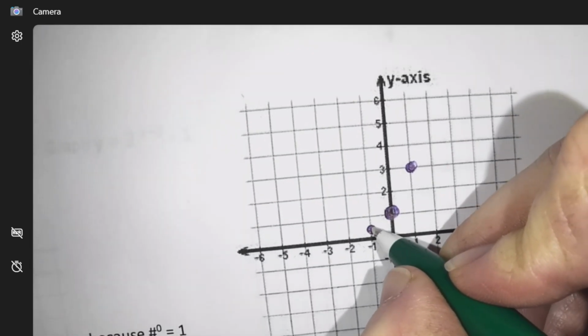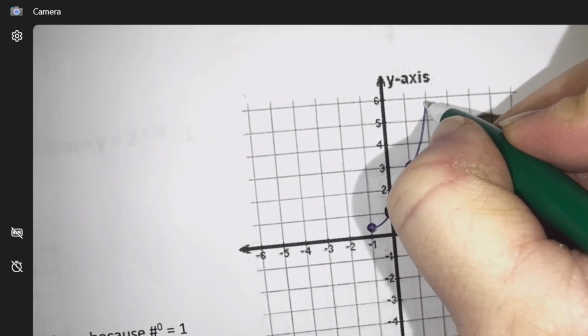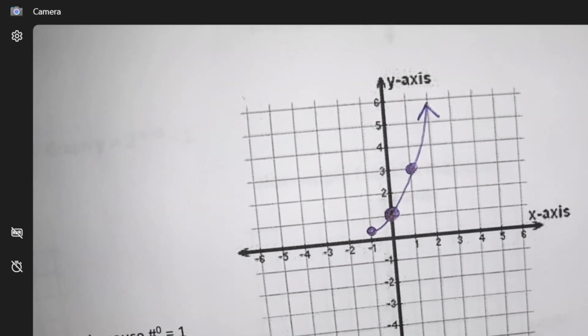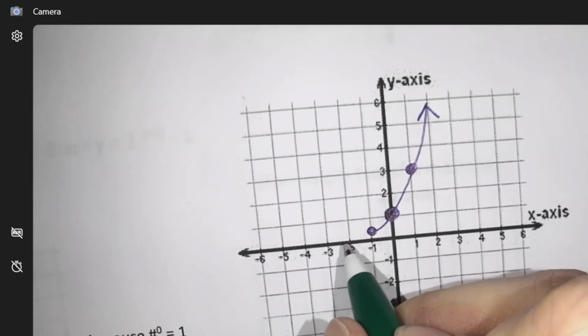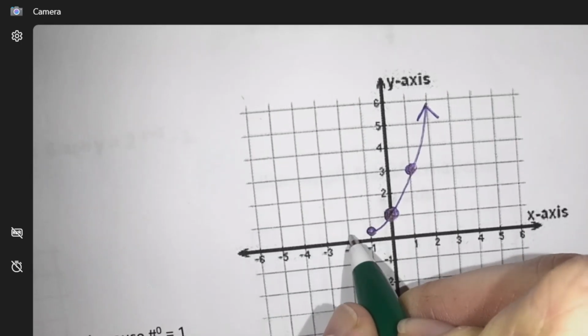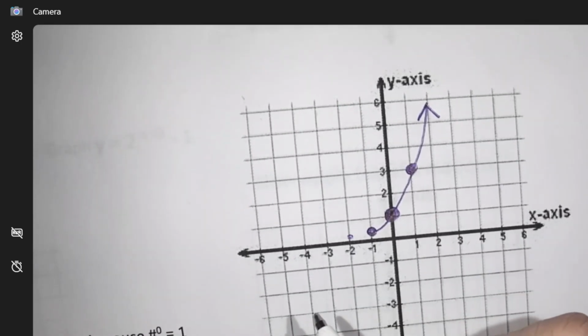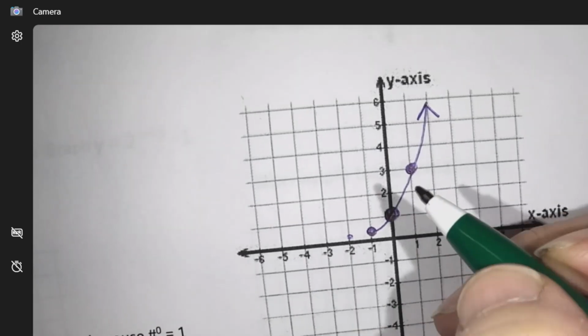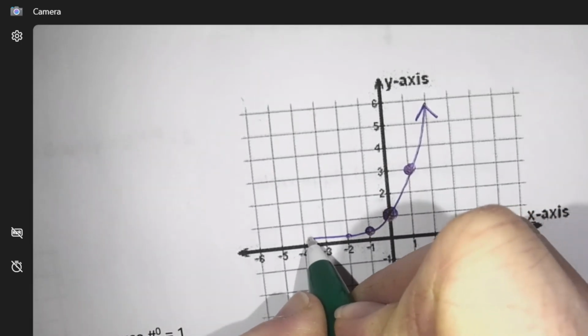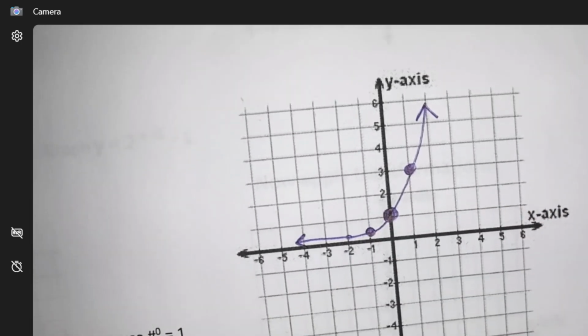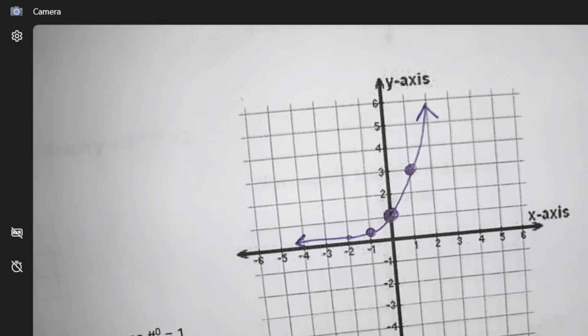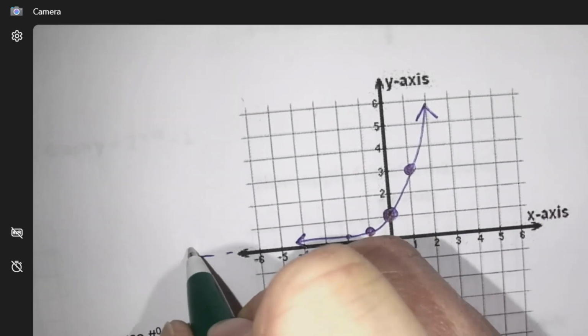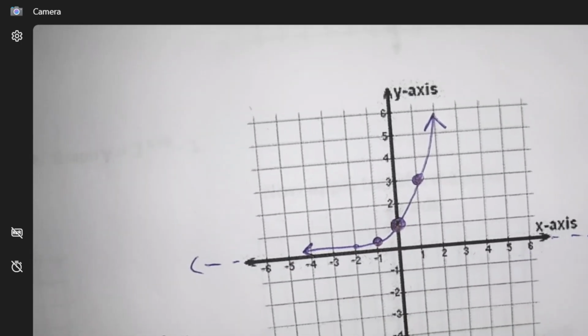Would you agree that as you move right, you're just going to be going up, up, up, up, up? Because we went to 9 and then 27. It's going up pretty quickly. And then what do you think I'm going to do as I move left? The next was 1/9, and then 1 over 27. So what am I doing to my numbers? I'm getting closer to 0, but never hitting it. So what should I now draw? If I get closer and closer to something on a graph, I need to draw an asymptote.